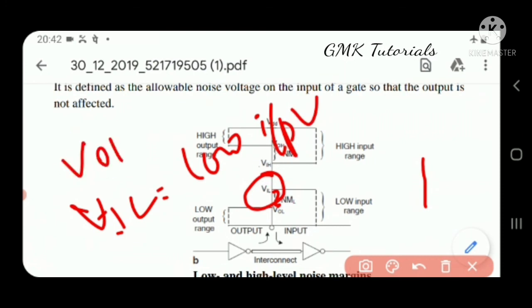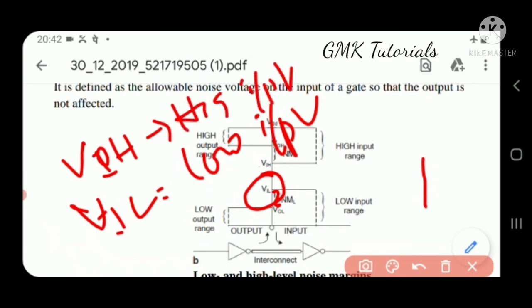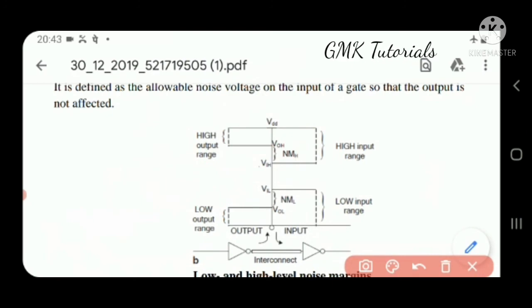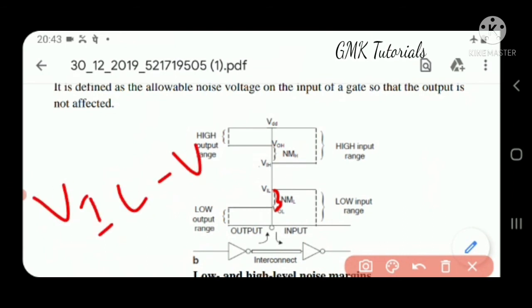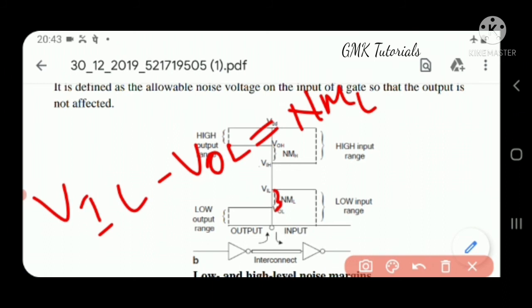VIH means high input voltage. Those are the two terms. Now this is the range actually, the range between VOL and VIL, that is, VIL minus VOL. This is generally called a noise margin, the low noise margin. The difference can also be represented as VOH minus VIH.